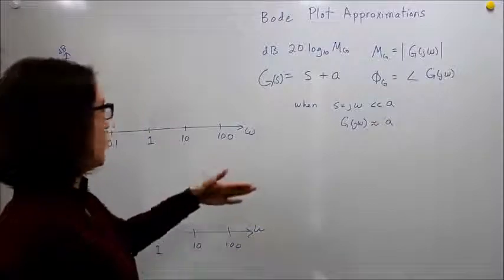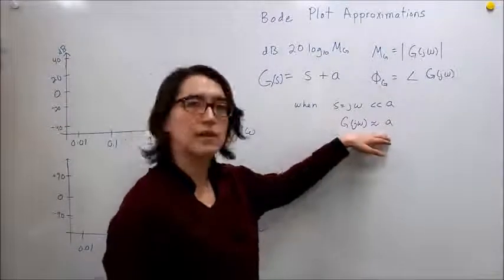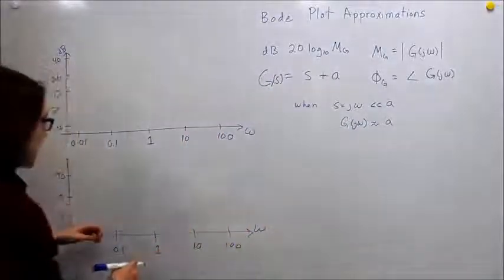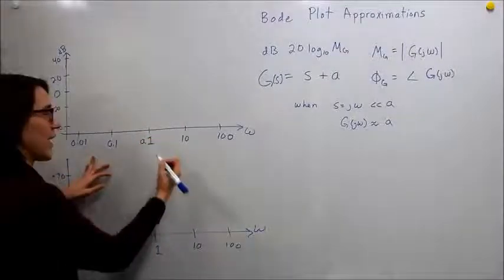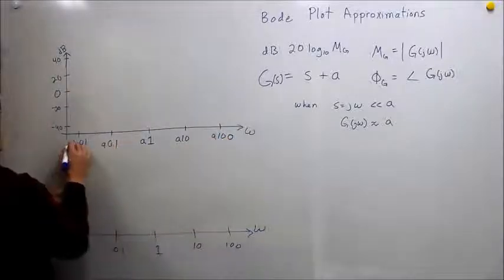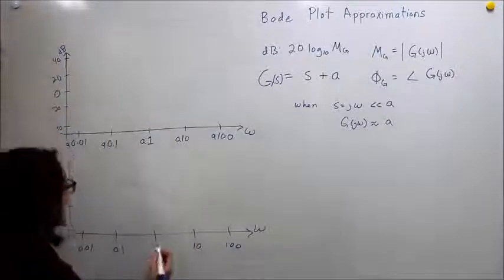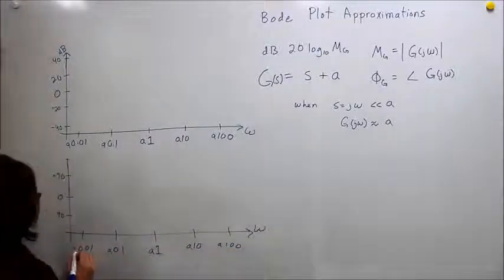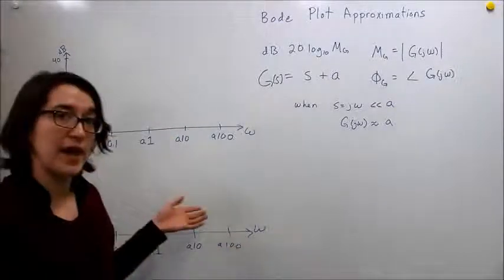So at very low frequencies, we are going to assume that our frequency response, or our transfer function, just looks like a. First, we're going to actually change these scales. So instead of being an absolute, now we're going to do multiples of a. So a times 10, a times 100, a. So these are different multiples of whatever the value of a is, and same here. Okay, so we're just scaling our x-axis a little bit differently based on the value of a.